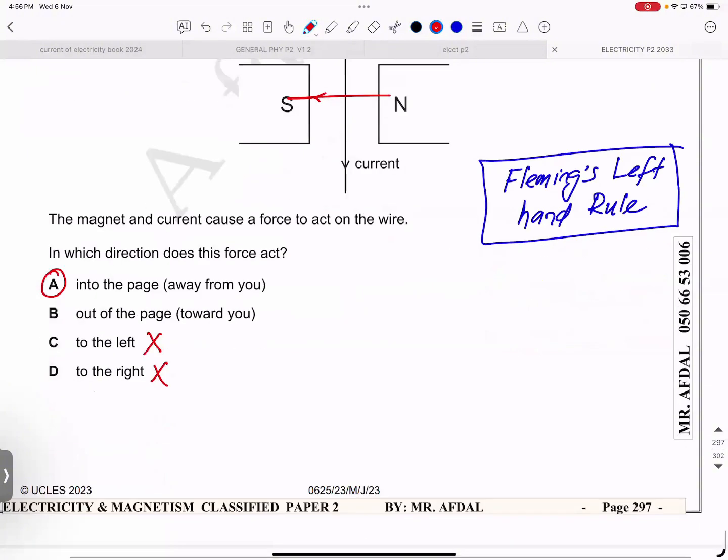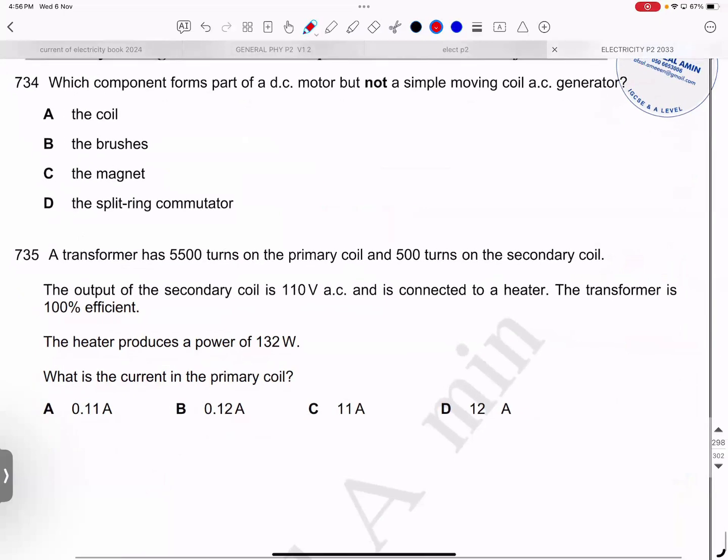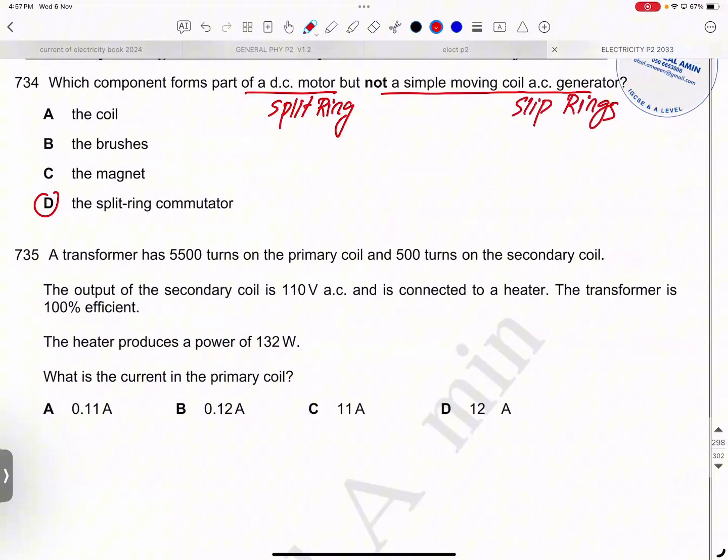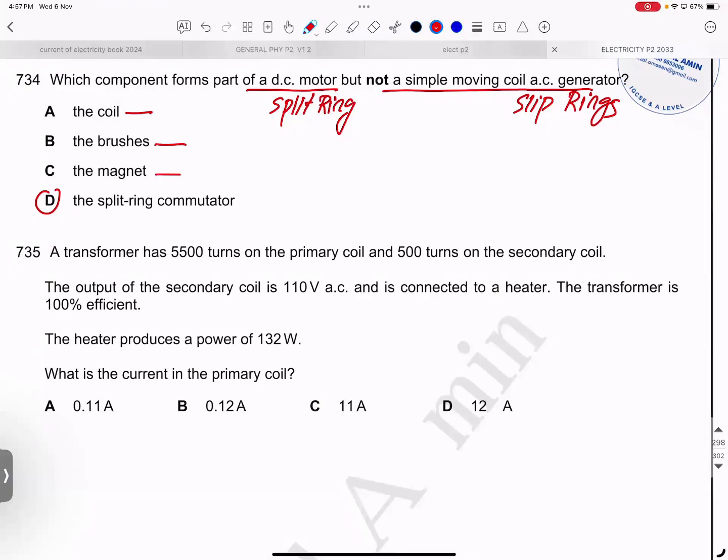Question number 34. Which component forms a part of a DC motor but not the AC generator? These are split ring commutators. The DC motor has split rings; the generator has slip rings. So the DC motor has them, the generator doesn't. Both have a coil, both have brushes, both have magnets.